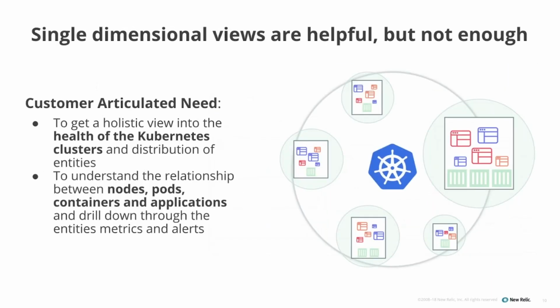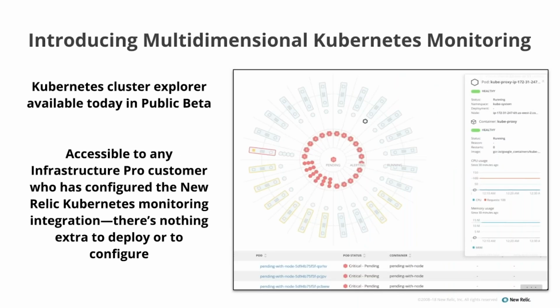But we knew we could take this a step further, and our customers were articulating different needs. They needed more than dashboards, and they were really telling us that they needed monitoring that mirrors the hyper-complex 3D nature that we're living in, and to be able to make sense of all of these complexities within their Kubernetes environment. Which has led us to today and the announcement of the Cluster Explorer. This new Cluster Explorer is meant to provide a multi-dimensional representation of a Kubernetes cluster. It is available today in public beta, and it is accessible to anyone with a New Relic Infrastructure Pro license who has configured the integration.